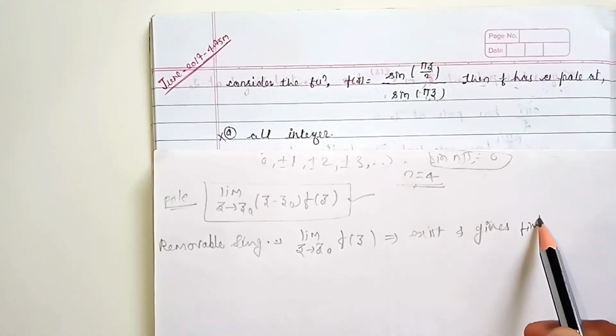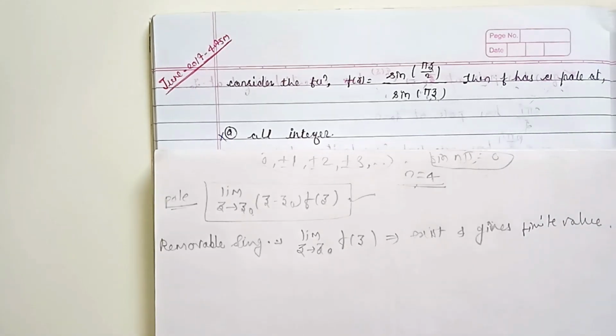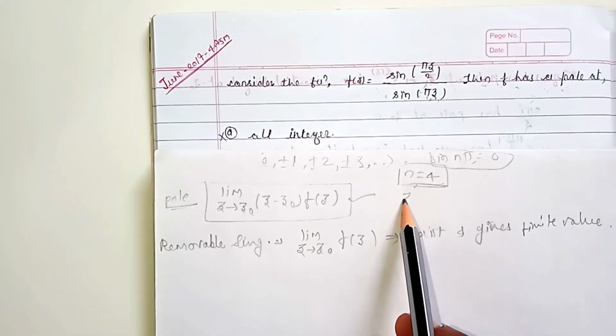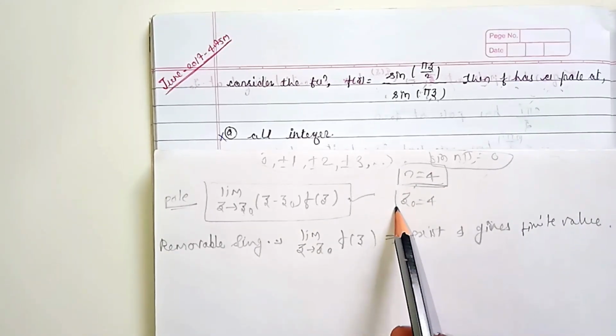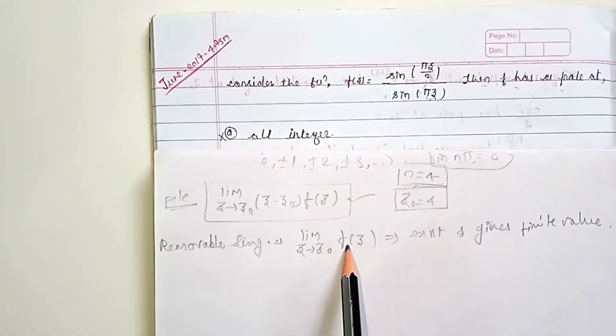It exists and gives a finite value. Now the limit as z tends to z naught. I consider n equal to 4, so z naught is 4. We have to check whether z naught equal to 4 gives a pole, or removable singularity, or non-isolated essential singularity, or any other.